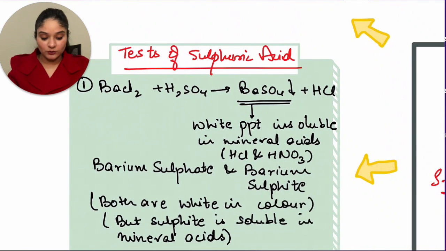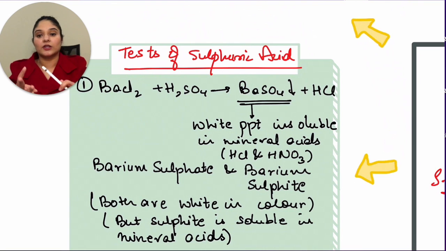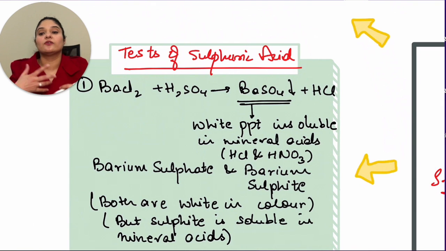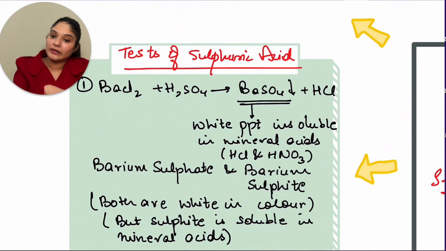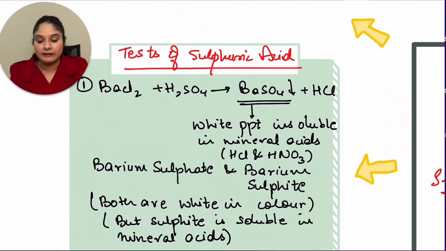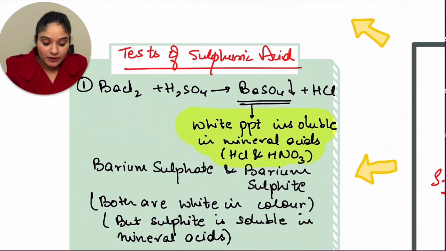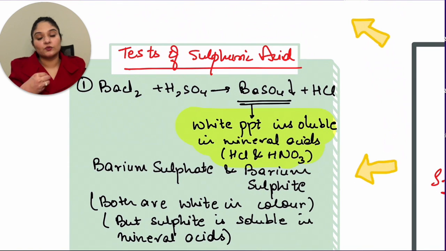Now these are the tests for sulfuric acid. There are three particular tests for sulfuric acid. The first one is with barium chloride. You have barium chloride reacting with H2SO4, you get BaSO4, which is a white PPT, and this white PPT is insoluble in mineral acids. Why do you have to remember additional information? This is for confirmation that you have sulfuric acid, or this is a test for sulfuric acid.